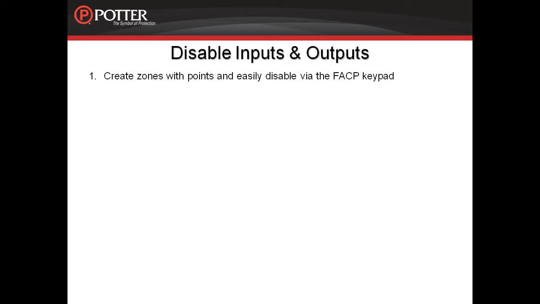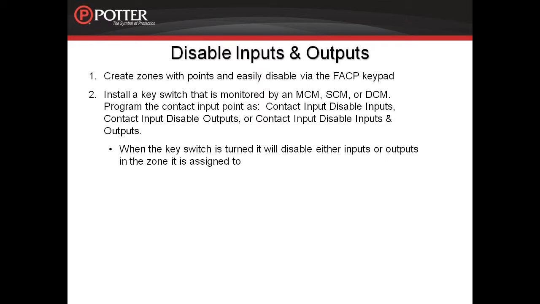the outputs or both. Your other option is to monitor, for example, a key switch with an MCM, SCM, or DCM contact input module. You program the contact input as either contact input disable inputs, contact input disable outputs, or contact input disable inputs and outputs. You assign that device, the MCM, SCM, or DCM, to a zone in the programming software. In the same zone, you assign the points that you would like to disable when that key switch is turned.